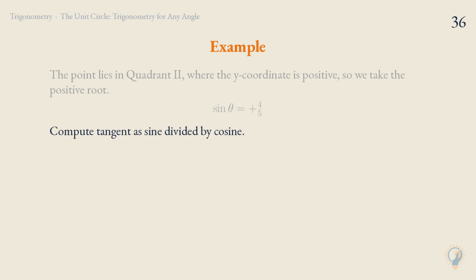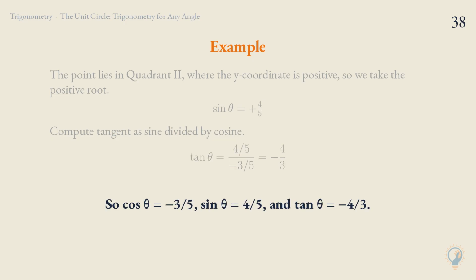Compute tangent as sine divided by cosine. Tangent of theta equals 4/5 divided by -3/5, which equals -4/3. So cosine theta equals -3/5, sine theta equals positive 4/5, and tangent theta equals -4/3.